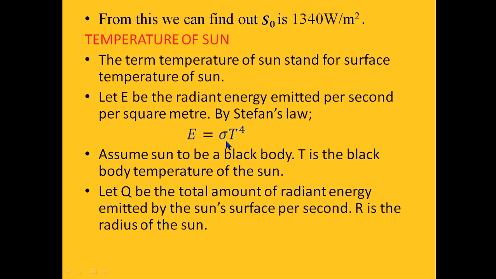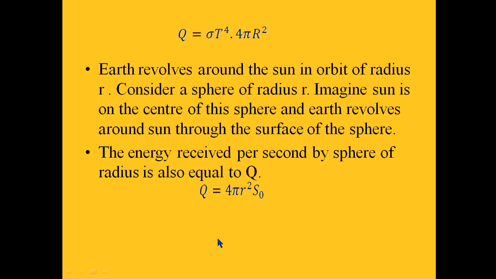Let Q be the total amount of radiant energy emitted by the sun's surface per second. Now capital R is the radius of the sun, so Q can be written as sigma T raised to 4 times 4 pi capital R square. So this is the amount of radiant energy emitted by the sun's surface per unit time, per second.